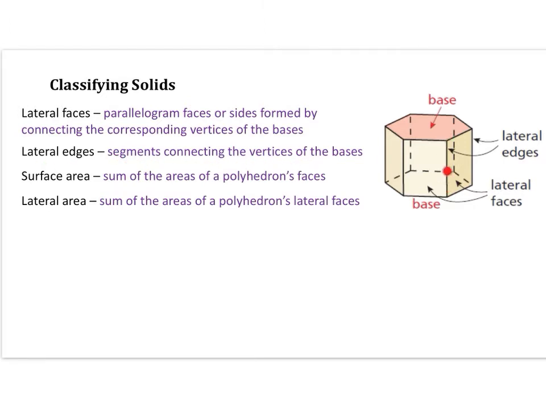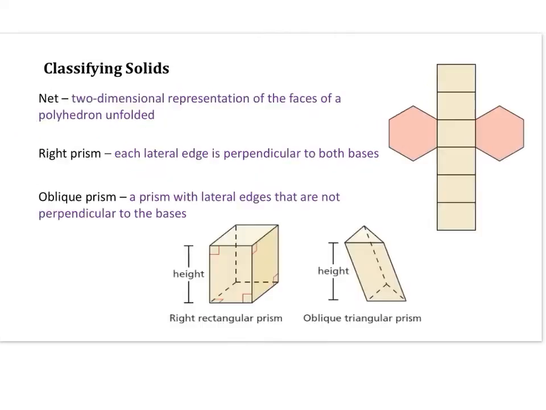Your lateral edges, these are the segments connecting the vertices of the bases. So this is your lateral edge, lateral edge, lateral edge. In this case, we have 6 lateral edges. Surface area is the sum of all the areas of the polyhedron's faces, so add every face together, the area of every face. And then lateral area is just the side pieces that are added up together.